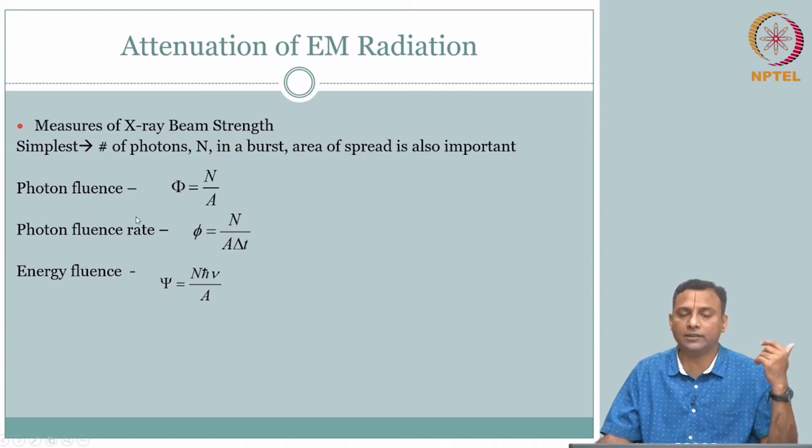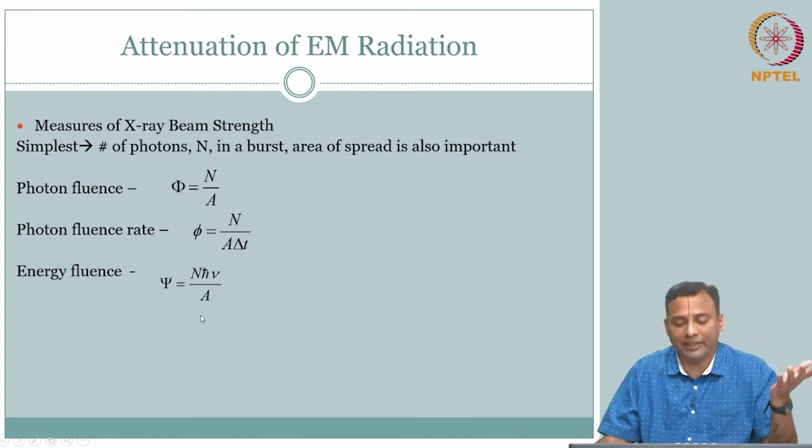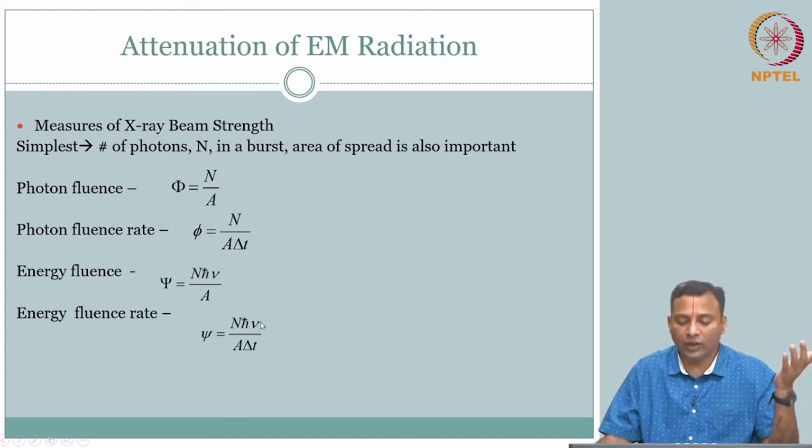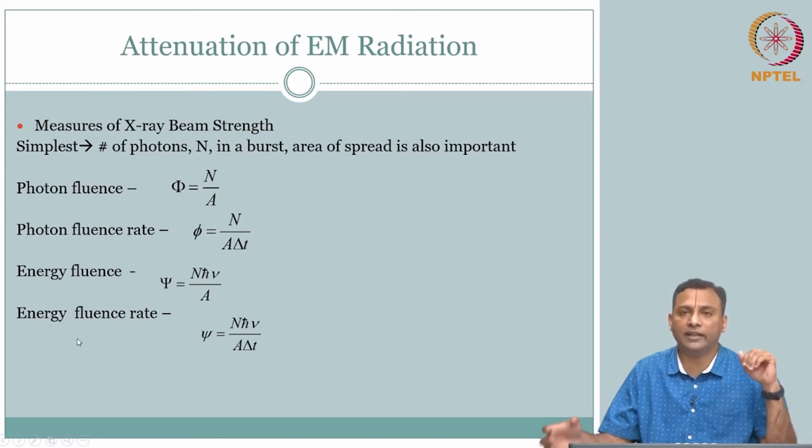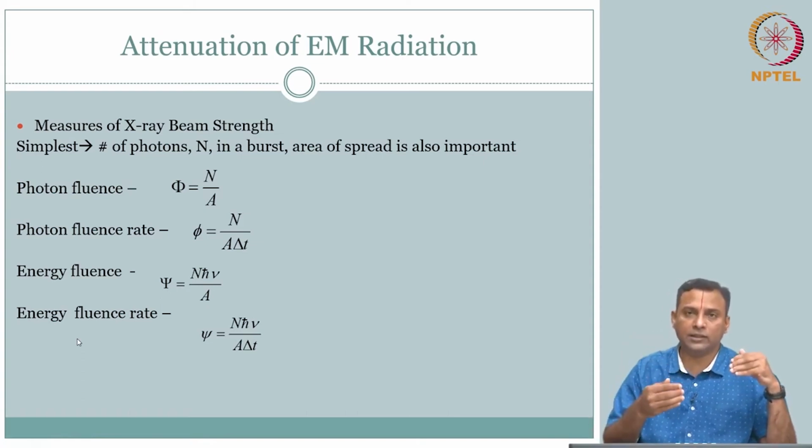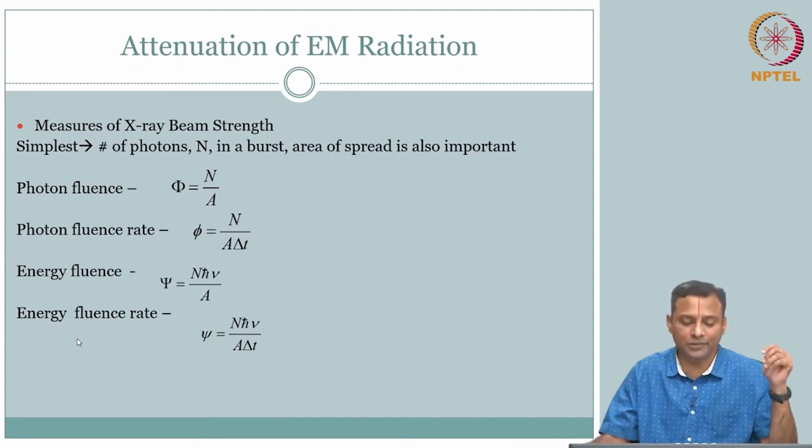Naturally, extending this analogously, if you have photon fluence rate, you can have energy fluence rate, which is going to be per time, right. So n h nu by A delta t. Wow, probably you wouldn't have heard of energy fluence rate. What is it saying? It is talking about the X-ray energy that is flowing across a cross section A, unit cross section, across time delta t. But you probably wouldn't have used this sophisticated term.